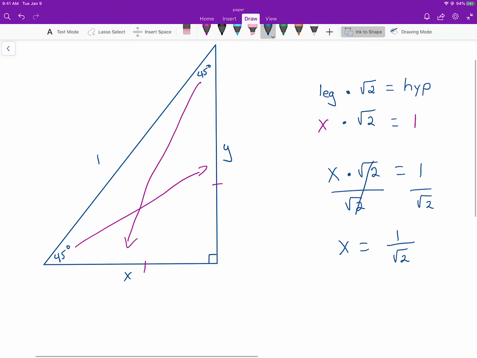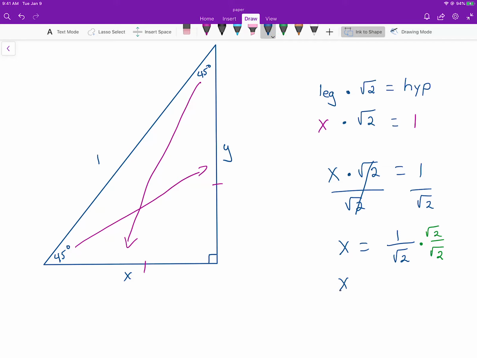And now I want to rationalize my denominator. Now we need to rationalize the denominator. And in the denominator, I have the square root of 2. So to make sure I don't have any square roots in my denominator, I'm going to multiply by the square root of 2 over the square root of 2 because that's just a form of 1. And if I multiply something times 1, I'm not actually changing the value. That's why we can do that.